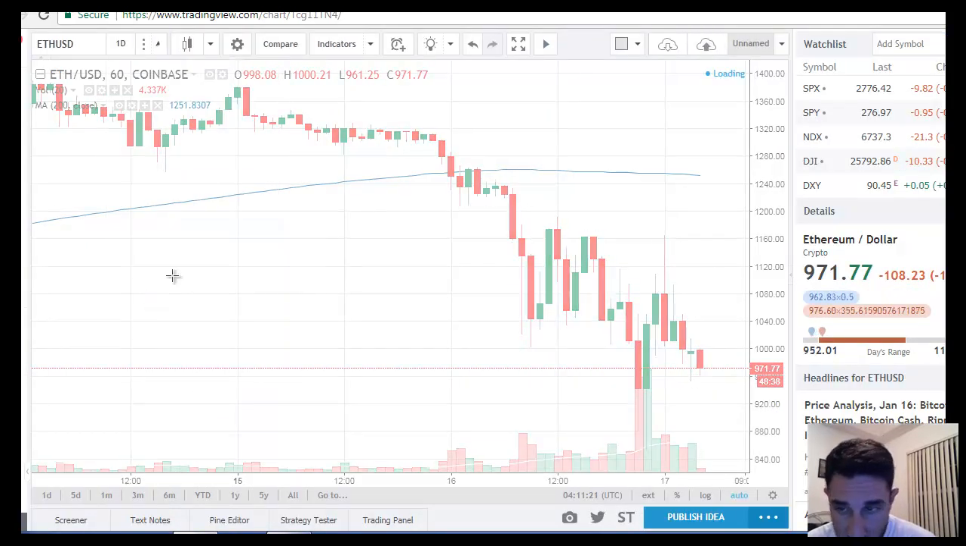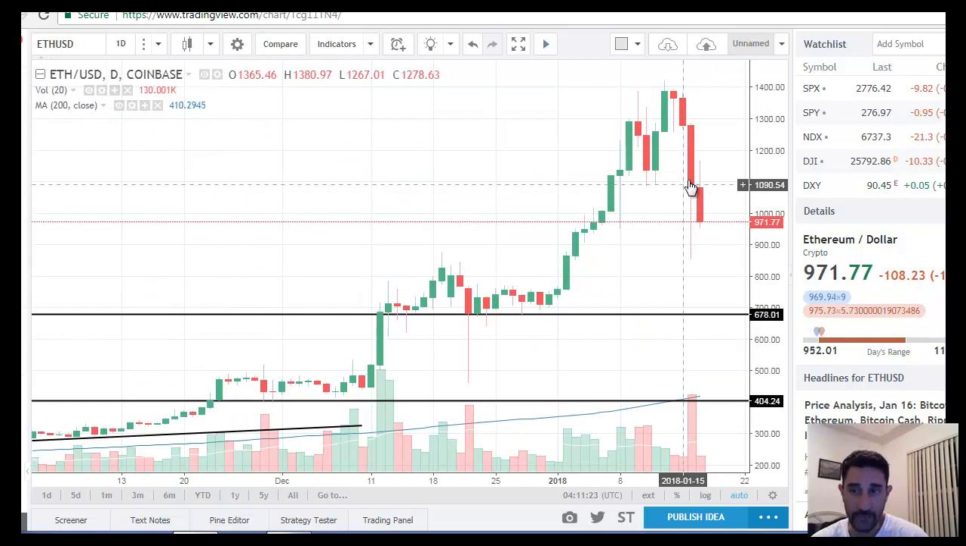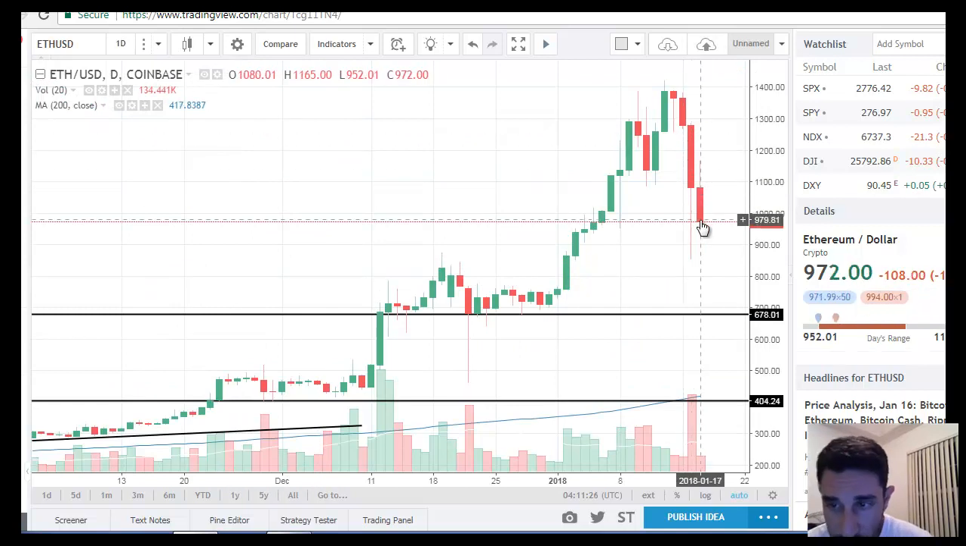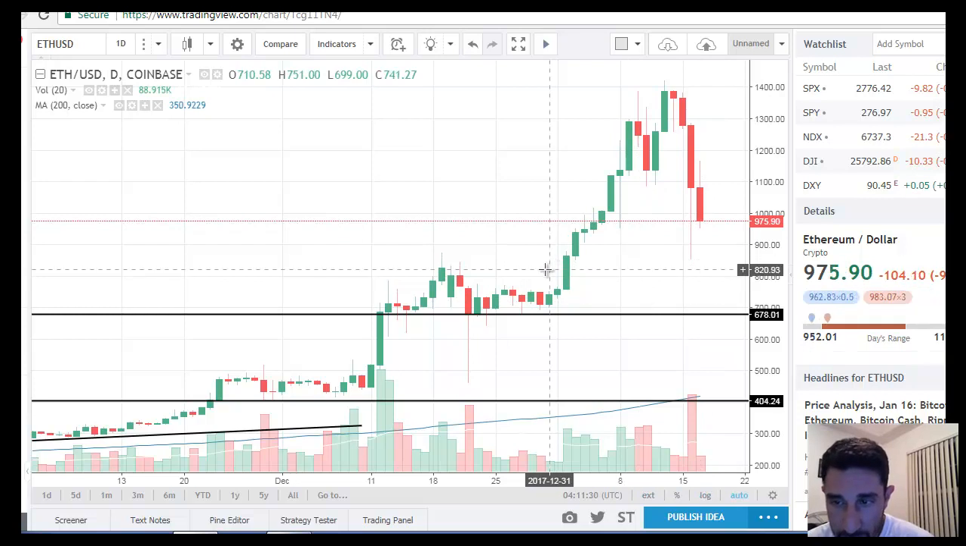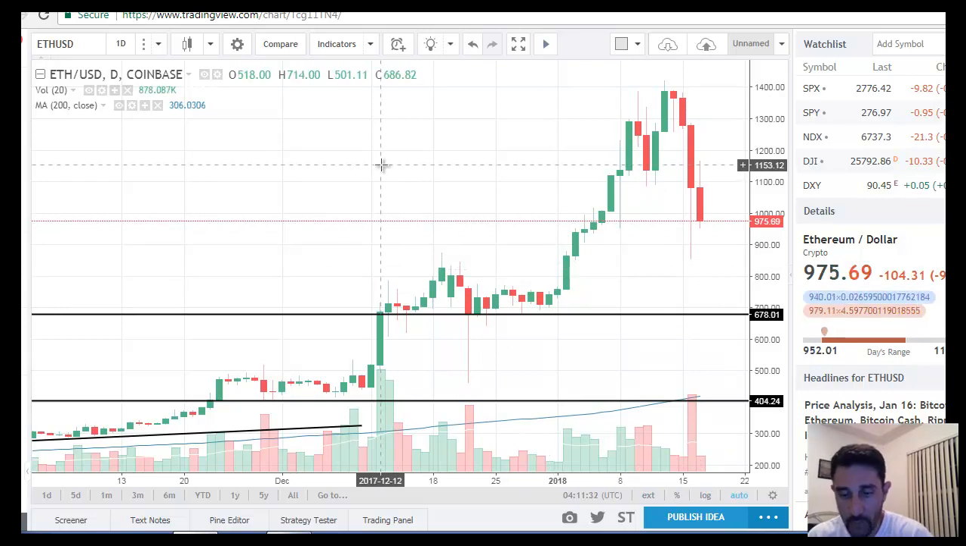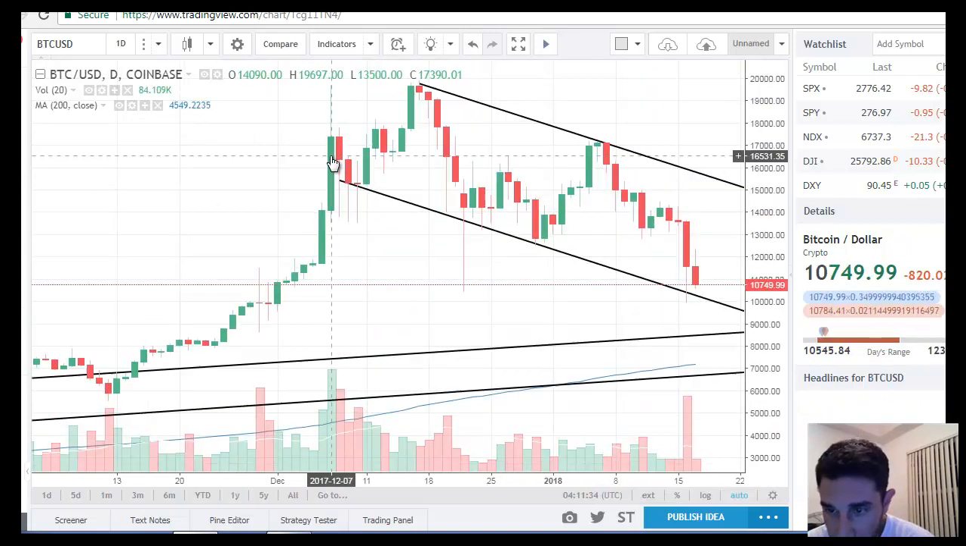Now on a daily chart, are we there yet? No. We got this big candle and now we're just crapping the bed. Where are we going to go? We could easily get down here. We can get to 820. I don't know. Let's look more at Bitcoin.